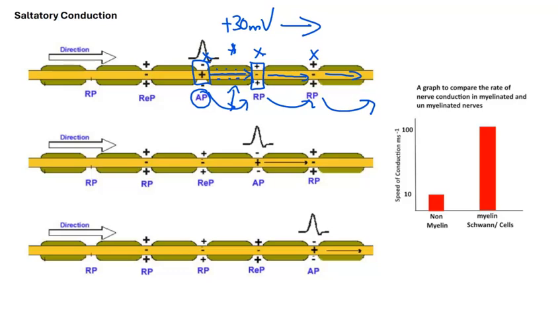The effect of this is that in myelinated nerves, myelinated by Schwann cells, the speed of conduction can be as high as 100 meters per second. Whereas if it's necessary without myelination to depolarize continuously along the axon, this reduces the speeds, perhaps even to a maximum of approximately 10 meters per second.